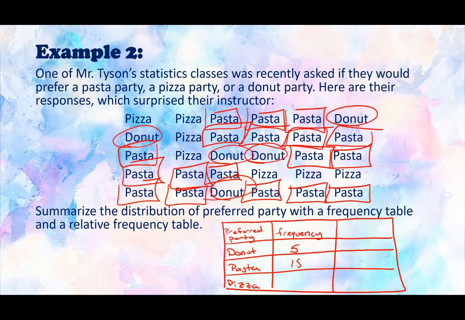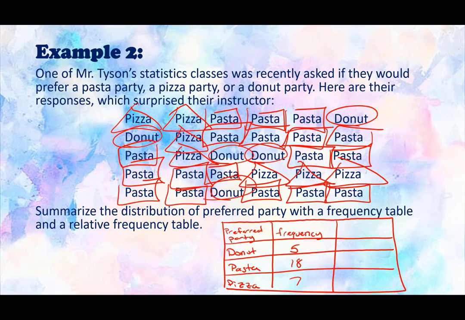Wow, that's a lot of pasta. And actually, that surprises me too. A lot of kids would want a pasta party over a donut or pizza party. And then the last thing we have is pizza. And you can see that we have 1, 2, 3, 4, 5, 6, 7.